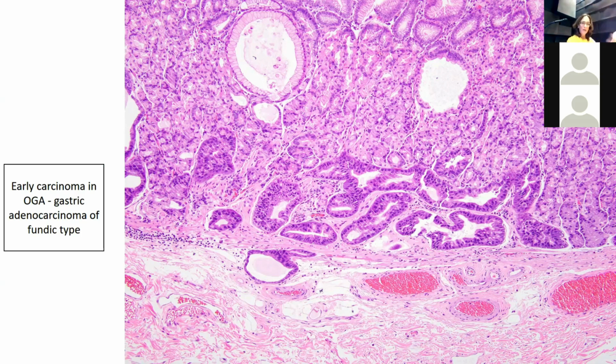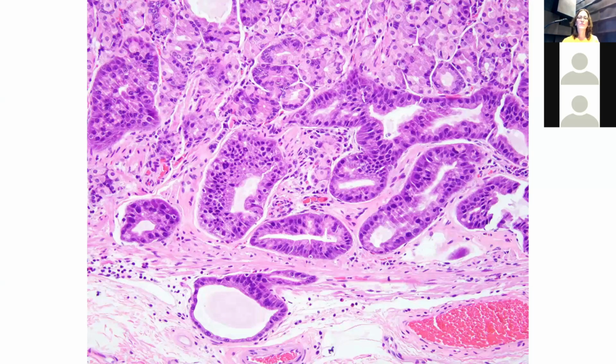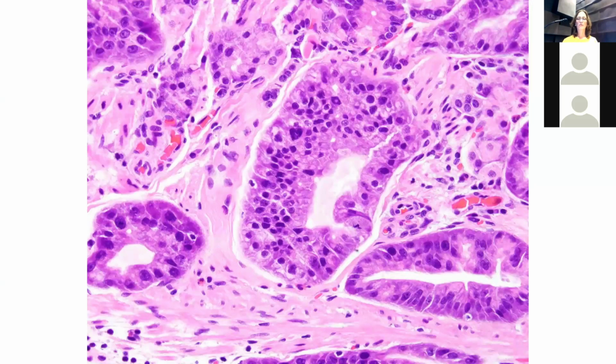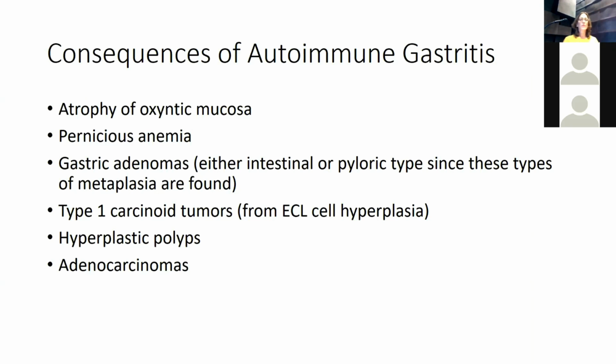You have your endoscopist do a nice endoscopic resection, and the patient can be expected to have a good outcome. Here's just higher magnification of that last one. And still higher. So I just want to reiterate the consequences of autoimmune gastritis, because I sure as heck wasn't taught how to diagnose it when I was a puppy. You see atrophy of the oxyntic mucosa. A small subset of patients get pernicious anemia. These patients can have gastric adenomas of either the intestinal or pyloric type, and I'm using the adenoma term instead of the European term. Because these types of metaplasia are found, you can get the type 1 carcinoids. These patients often have hyperplastic polyps and can develop adenocarcinomas at 7-fold the rate as the guy on the street.